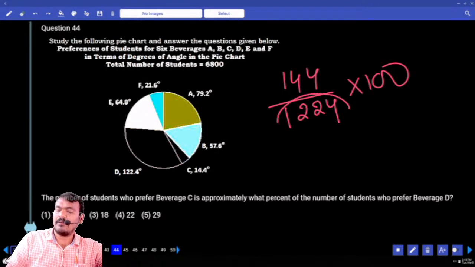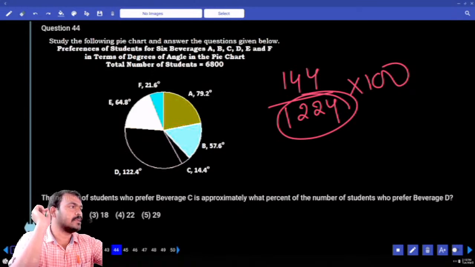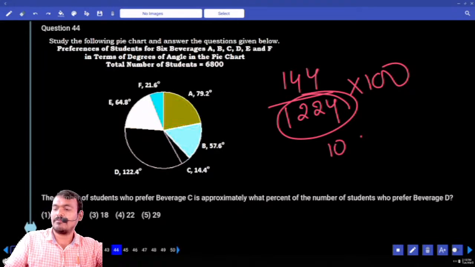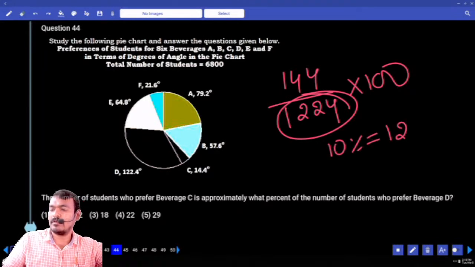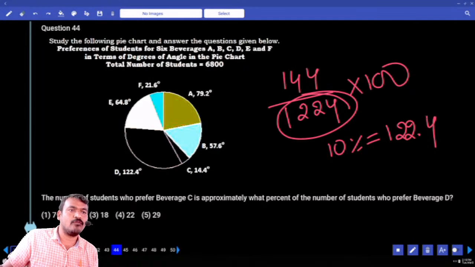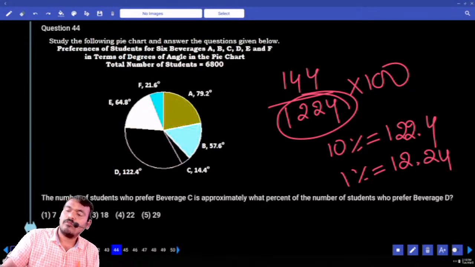What is the 10% of 1224? 12.24 or not? What is the 10% of denominator? Is it approximately percent or not? What is the 10% of denominator? 10%, 122.4 or not? 10%, 122.4. What is the 1% value? 12.24 or not? 12.24. What is the numerator value?